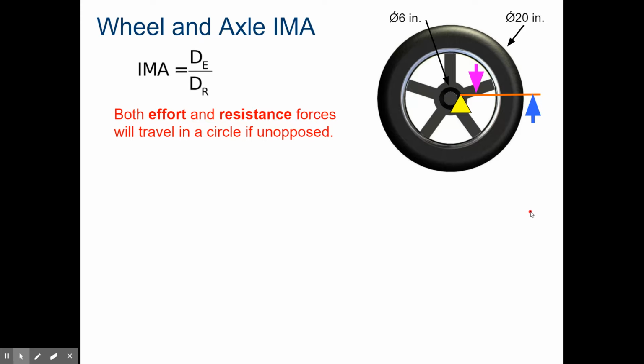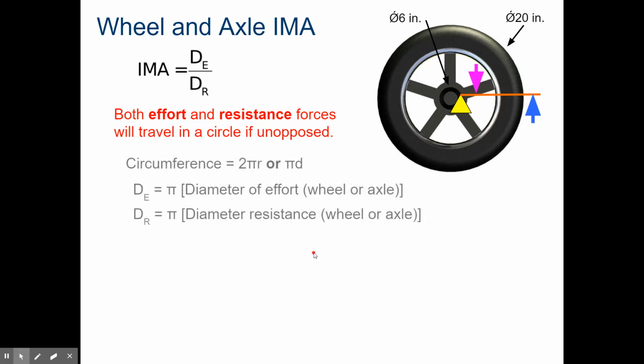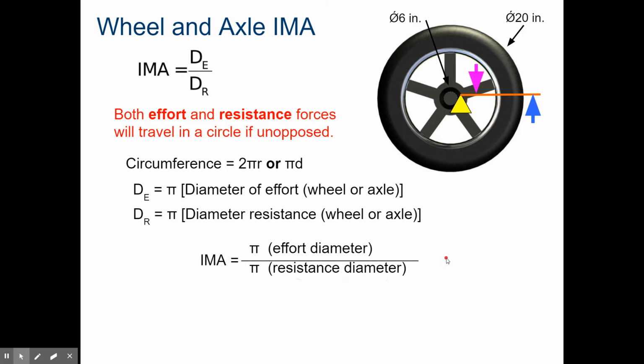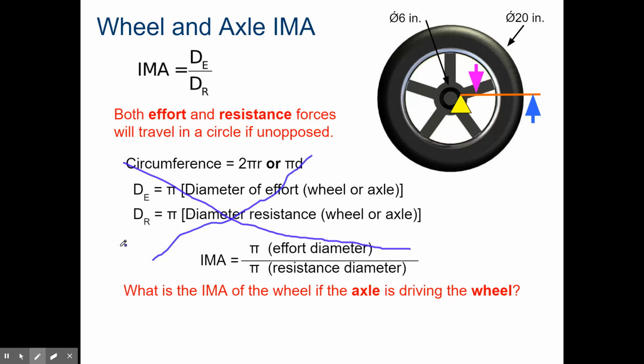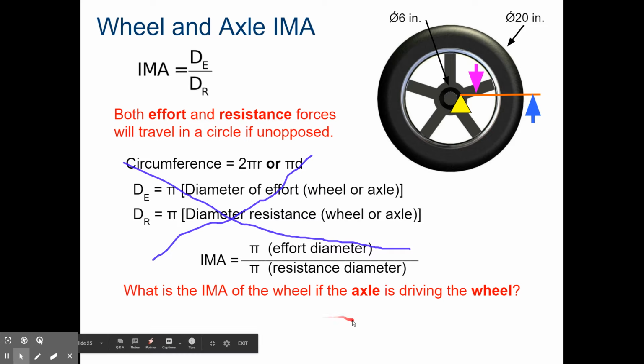All right. So for wheel and axle IMA, what are the two distances we're going to use? Well, it depends where your effort is. It depends where your resistance is. Okay. So let me bring up a bunch of stuff here. Don't worry about any of this. This is just a bunch of stuff, talking about circles and all that fun geometry. Just understand this.